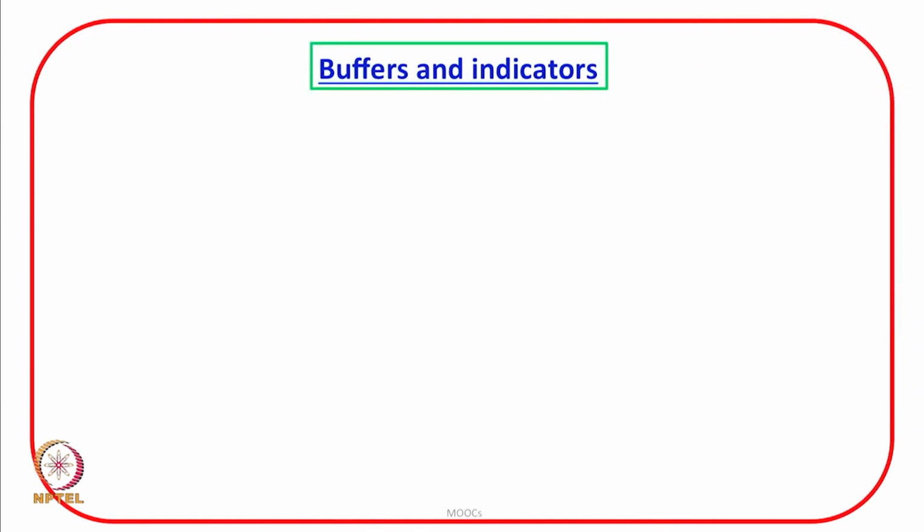Now, buffers and indicators. I have discussed about the need of buffers. A buffer is a substance which resists the changes in pH upon addition of a small amount of acid and small amount of base. Indicator, as the name suggests, indicates the occurrence of the equivalence point.